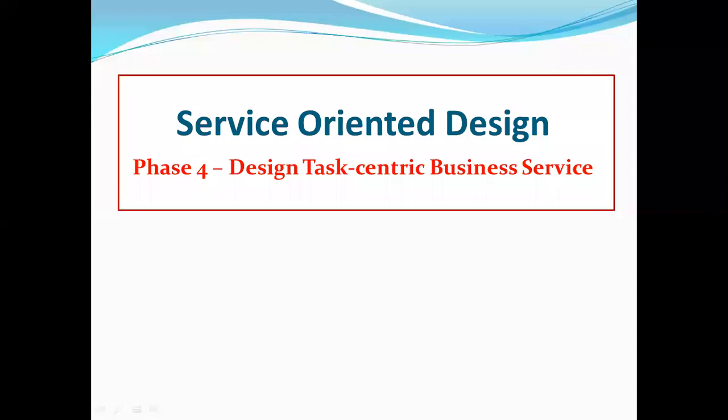In my previous video, I have already covered the three phases of service-oriented design. These three phases are: compose SOA is the first phase, the second phase is designing the entity-centric business services, and the third step is designing the application services.